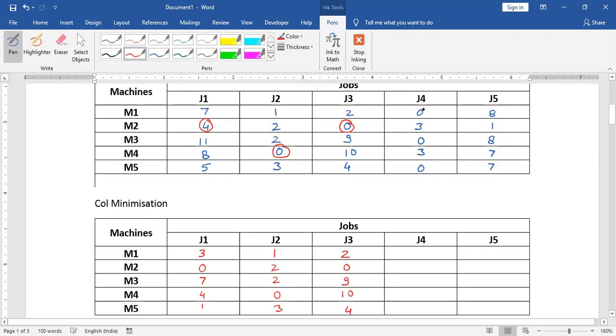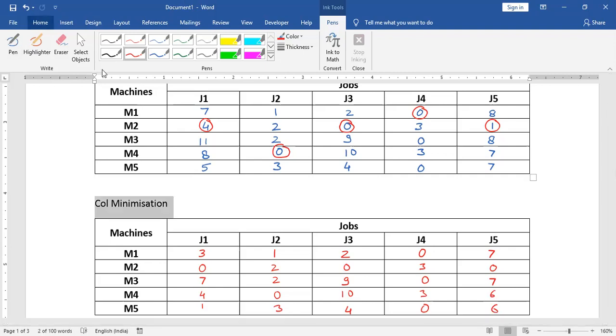And the fourth column, the minimum value is 0. Again, this column remains the same. That is 0, 3, 0, 3, 0. And the last column, the minimum value is 1. So the values will be 7, 0, 7, 6, 6. This is called column minima.